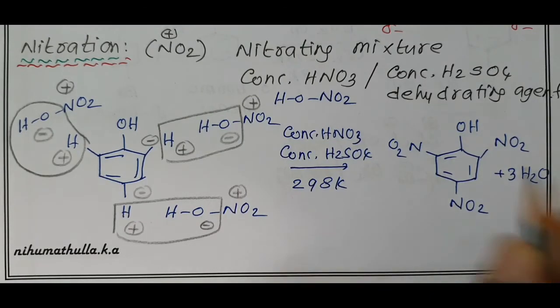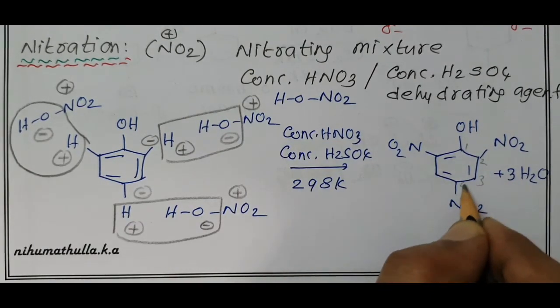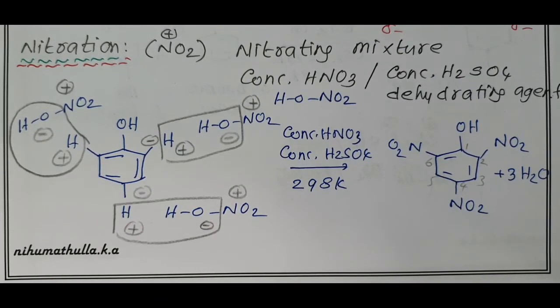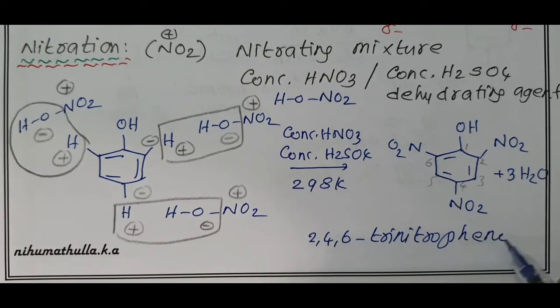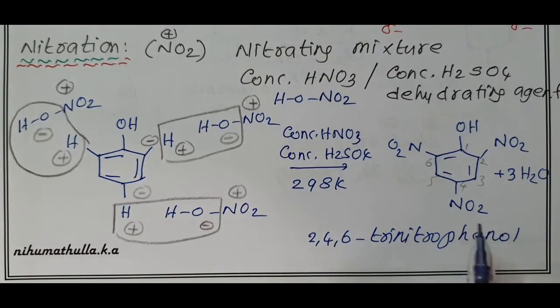When you give numbering 1, 2, 3, 4, 5, 6, what is the name of this compound? 2,4,6-trinitrophenol. The nitro group is an electron withdrawing group. This 2,4,6-trinitrophenol is a strong acid. Remember, it is a strong acid. What is the reason? Due to the presence of 3 electron withdrawing NO2 groups.